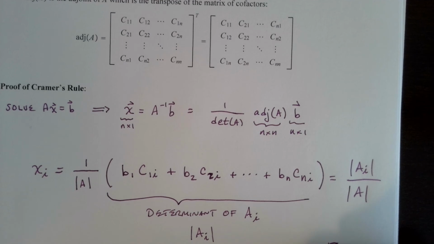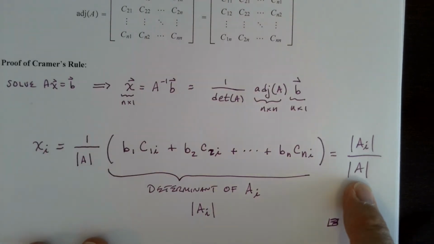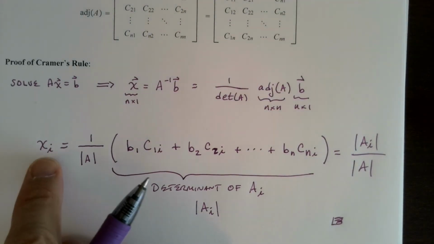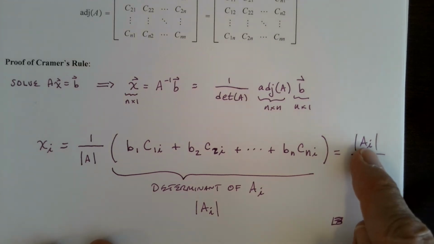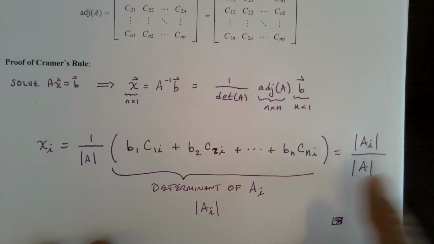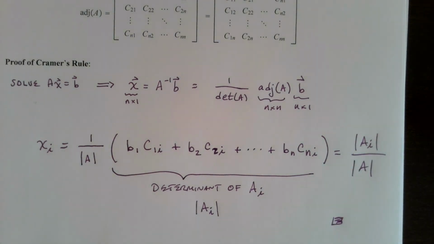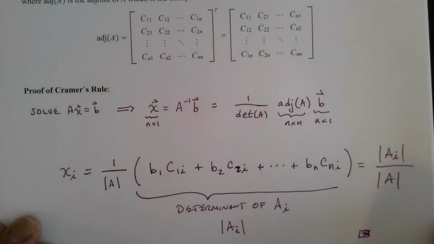So the determinant of A sub i times this, we can then write more compactly this way, which is the proof, because that's what Cramer's rule says. That's exactly how you determine x sub i. If it's x sub 1, it's the determinant of A sub 1 over the determinant of A. If it's x sub 2, it's the determinant of A sub 2 over the determinant of A. So there's the proof.